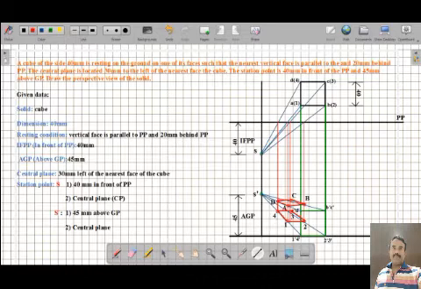I am going to connect the vertical edges. D with 4, 1 with A, next B with 2, next C with 3. So this is the perspective view for the given solid. This I have done by using the top view and front view. So in the next video, we will be solving the same problem with the help of the top view and side view.